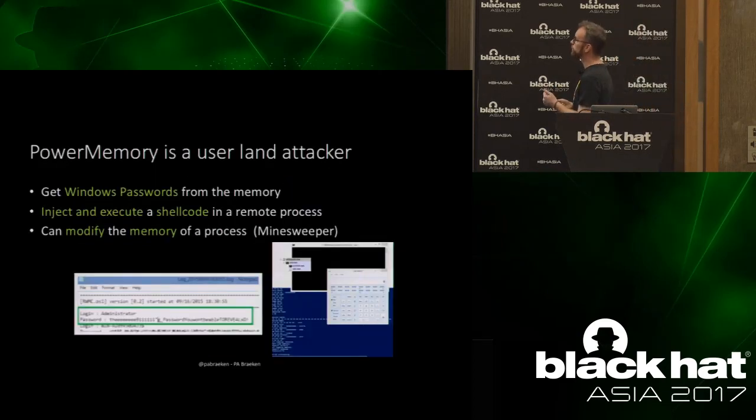So Power Memory is a userland attacker. I wrote some proof of concept that show you can get Windows password from the memory with this concept. You can inject and execute shellcode without calling API. And you can modify the memory of a process. With this concept, this awesome potential, because you have just the debugger, you send it commands, you can do it with even batch if you want, and you will be able to do a lot of things.